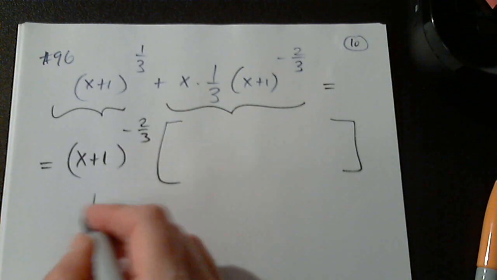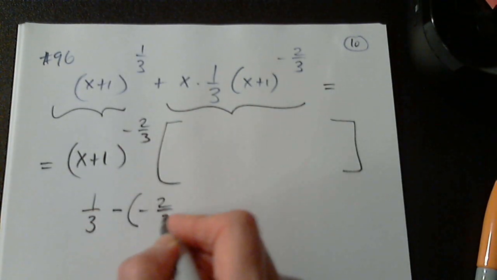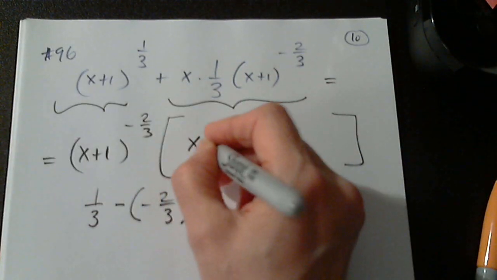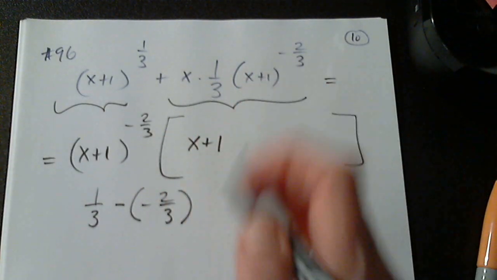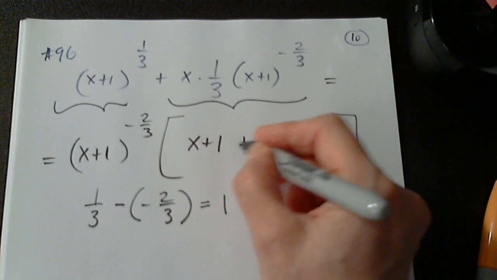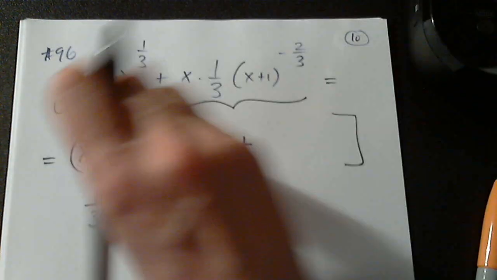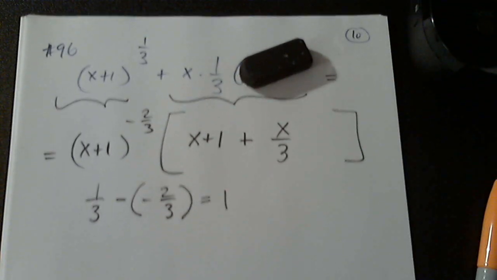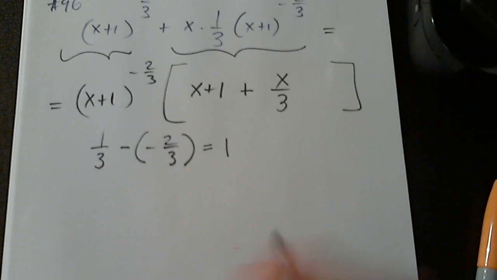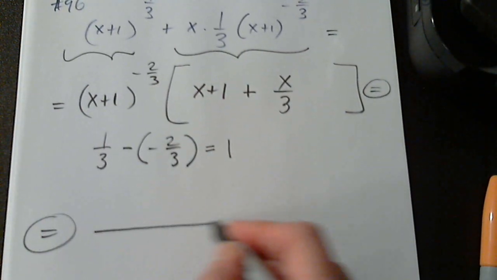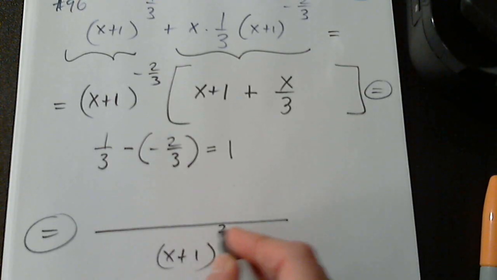From power 1/3, I subtract power negative 2/3. So I have x plus 1 to which power? 1. Exactly. I reach the plus. This is completely out. So I only have an x over 3 left inside. I have to find the least common denominator. And I have to bring this to the denominator because it's x plus 1 to 2/3. It has a negative exponent.